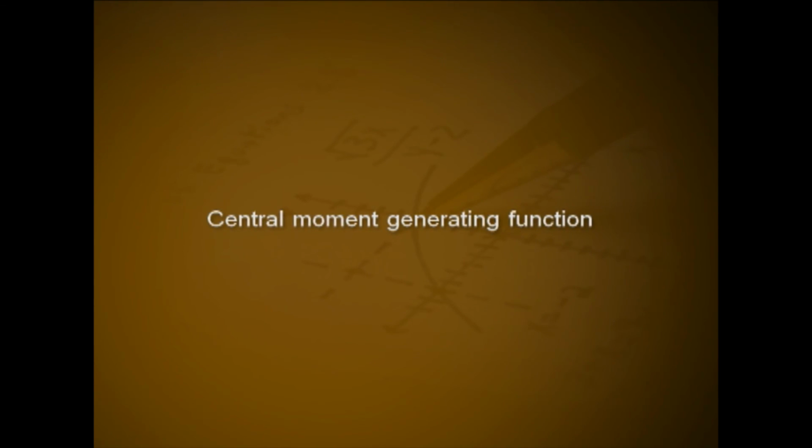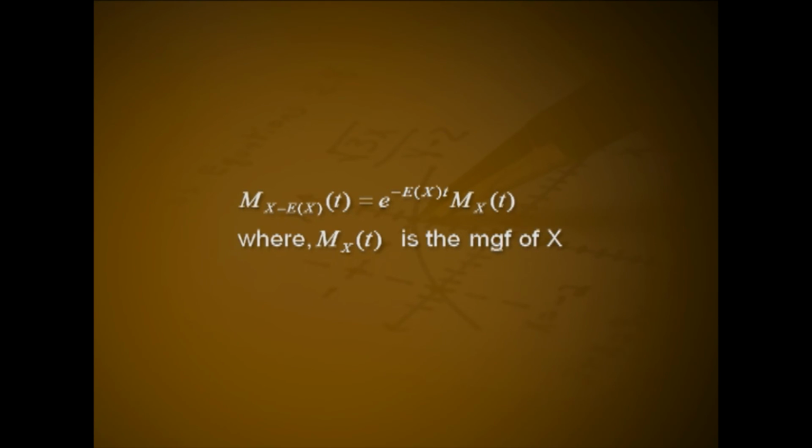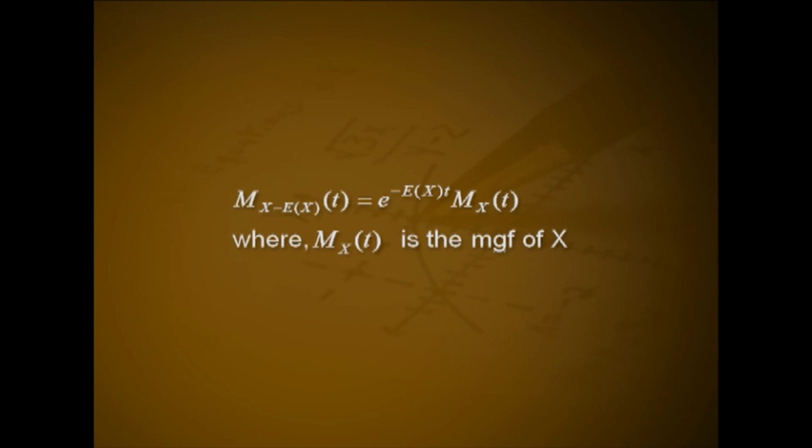The moment generating function of a distribution, if it exists, uniquely determines the distribution. Central moment generating function. The function which generates central moments directly is termed the central moment generating function. For a random variable X, M_{X-E[X]}(t) is denoted as its central MGF. We get M_{X-E[X]}(t) = e^{-E[X]t} M_X(t), where M_X(t) is the MGF of X.